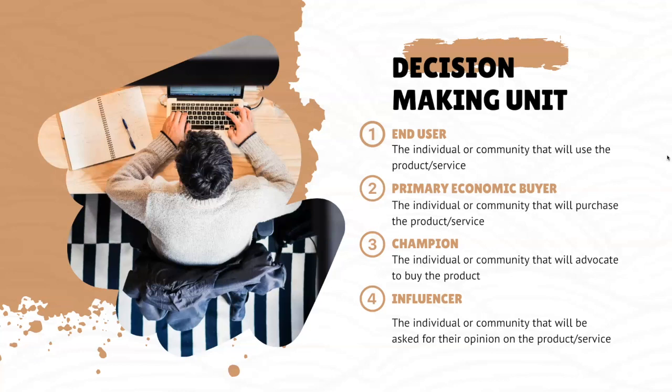So let's take the example of a phone. The end user would be a kid, perhaps someone around your age. The primary economic buyer would be their parent, since the parent is the one with the money who would buy the phone. The champion would be the kid as well, since they would be advocating to buy the phone. They would be trying to convince their parents to buy the phone for them. And lastly, the influencer could be their friend who they go to for their opinion on a phone, or any other social media influencer who talks about getting the phone as well.